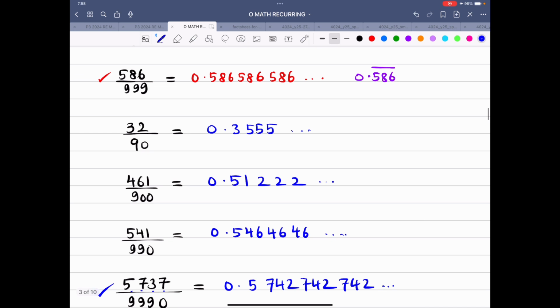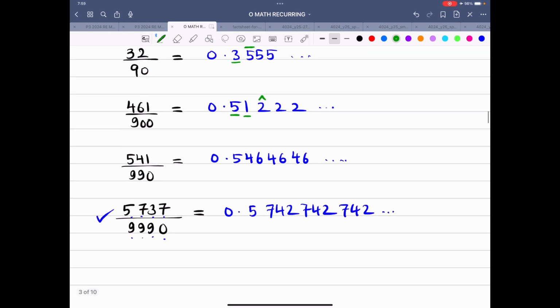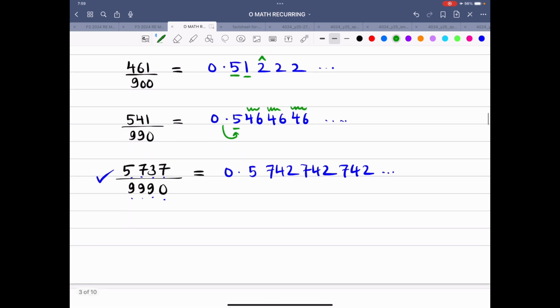Now it is slightly different. Yes, these are also recurring decimals, but over here, this digit is not repeating. This 5 is being repeated. Over here, 51 is not being repeated. This 2 is being repeated. Over here, this 0.5, this 5 after the decimal is not repeating, but the 464646 pattern is there. That periodic type of thing is there. Over here, this 5 is not repeating, and this time 742 is repeating.